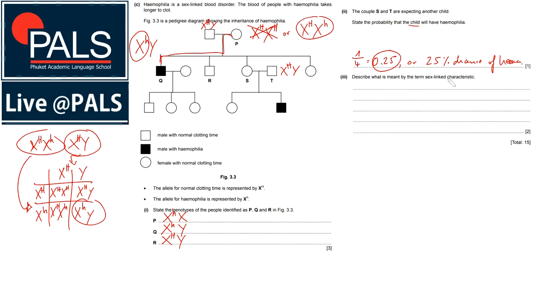Describe what is meant by the term sex-linked characteristic. So we already said this. It means that the gene is located on a sex chromosome, and this is the second point. Sex-linked characteristics are more common in one sex than in the other.